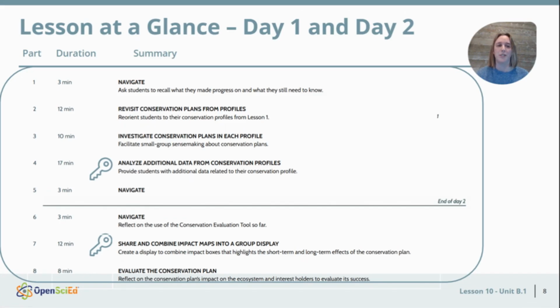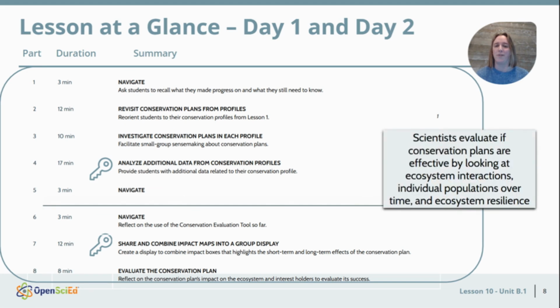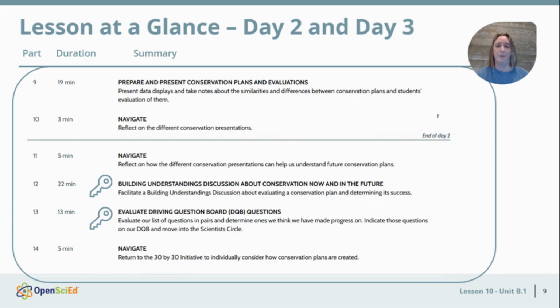As we create group displays and evaluate our conservation plans, we figure out that scientists evaluate if conservation plans are effective by looking at ecosystem interactions, individual populations over time, and ecosystem resilience. We begin to wonder if the conservation plans and profiles from the other groups are similar to the effectiveness of our own plans. This leads us into our next sense-making loop.